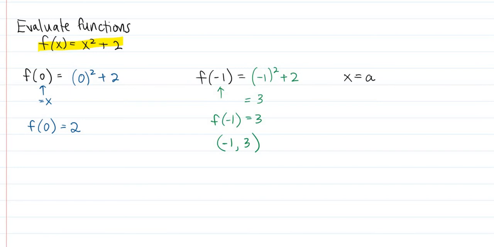If we go back to the first one, 0 was your input, 2 was your output. So 0 is x and 2 is y.